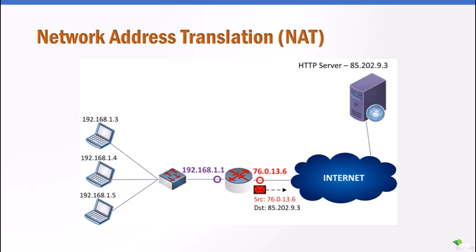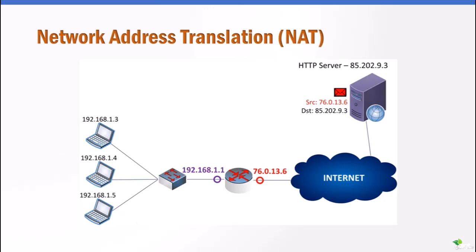They only change when this packet reaches the WAN, or the outside facing interface of the router. So the source IP address changes from the private IP address to the public IP address. And then this packet is routed through the internet, and finally, when it reaches the HTTP server, it only sees the public IP address, and it's going to be the same public IP address whether the packet is sent by the top computer or the middle computer or the bottom computer in this example.